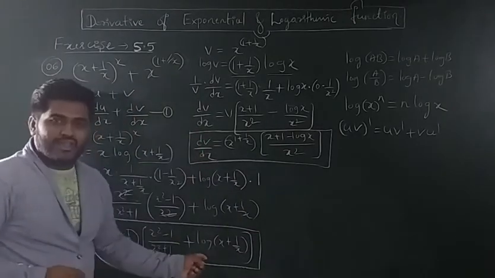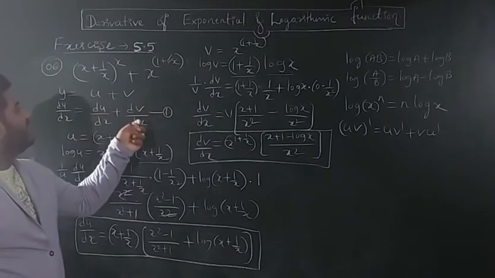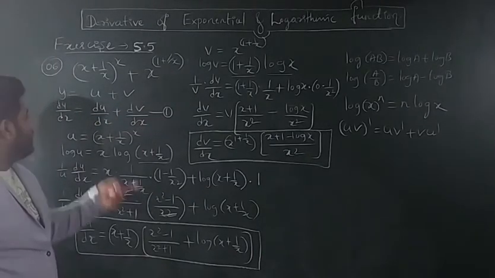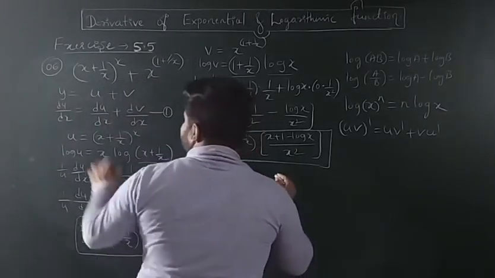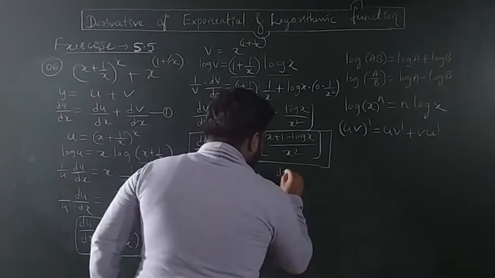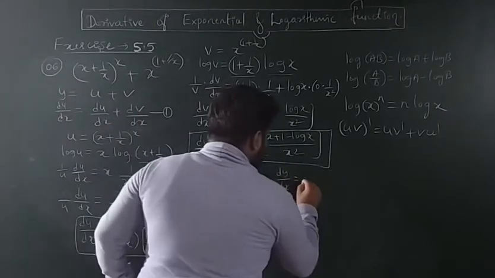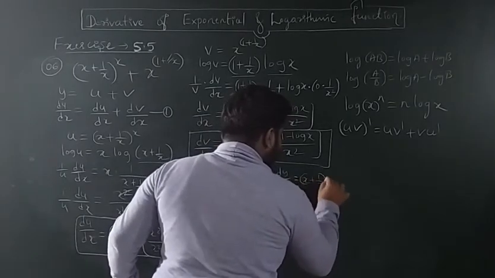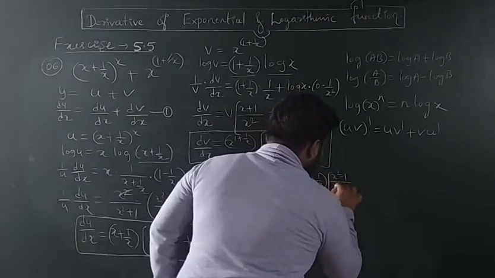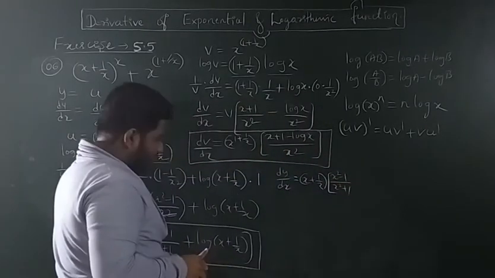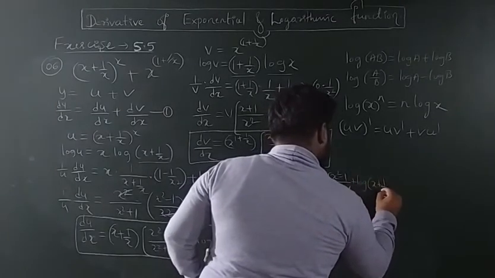So these two values we have to substitute in equation number 1. Look here, du by dx and dv by dx are there. Whatever the values are, we substitute in equation number 1 and we get the final answer, nothing but dy by dx. So dy by dx equals du by dx. What is du by dx? x plus 1 by x into x square minus 1 divided by x square plus 1, next plus log of x plus 1 by x.